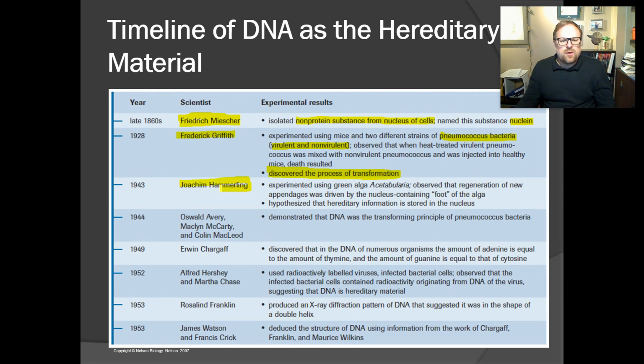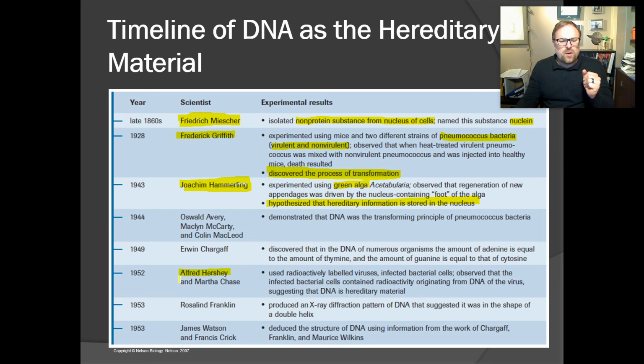Hammerling came along and discovered, it was an algae that he was doing. And he hypothesized that the hereditary material is definitely stored in the nucleus. Then it was Oswald, Avery, and McCarty, which one of the videos talks about, actually, that did the transforming. Don't worry about them. Don't worry about Chargaff just right now.